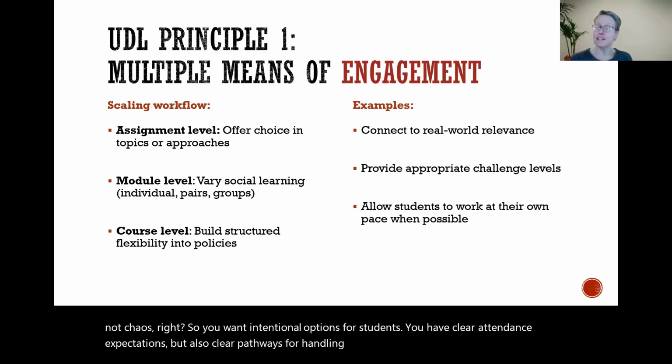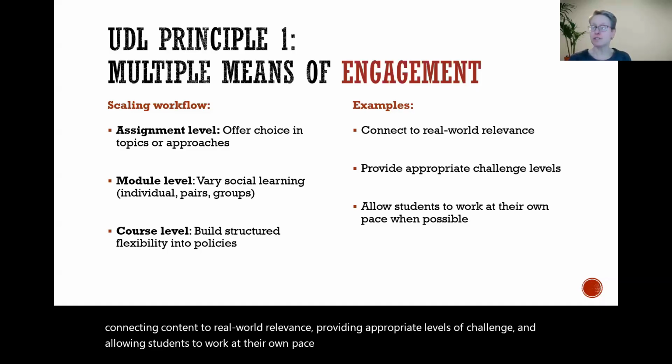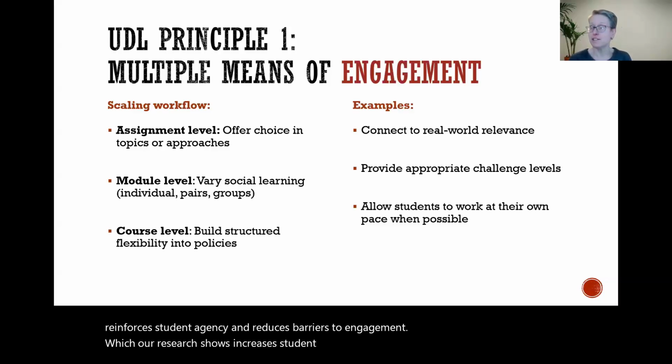So I think the key is connecting content to real-world relevance, providing appropriate levels of challenge, and allowing students to work at their own pace when possible. Each level of the course design reinforces student agency and reduces barriers to engagement, which research shows increases student motivation, participation, and the urge to do well.